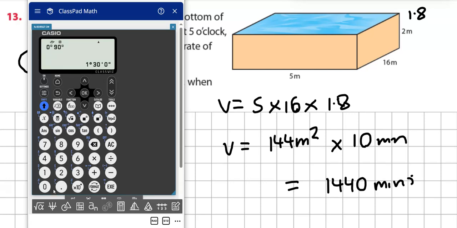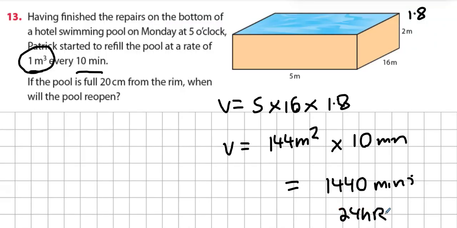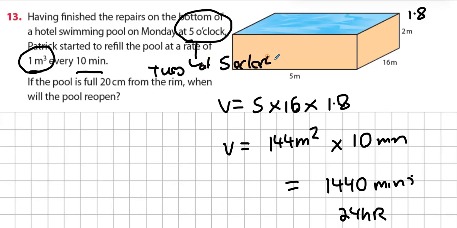Now, here's what I'm going to do. I'm going to do 0 hours, 1,440 minutes. And what should my calculator do for me? It should convert it into hours and minutes. If you actually divide that by 60, it's 24 hours. So if it's Monday at 5 o'clock, that's going to take all the way to Tuesday at 5 o'clock. Is that all right? Never specified it was the morning or the evening. You all right?